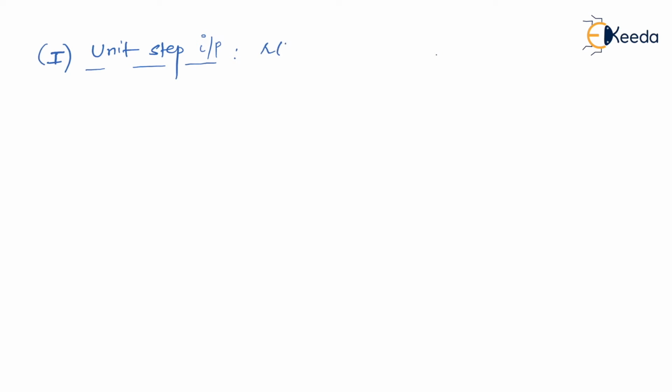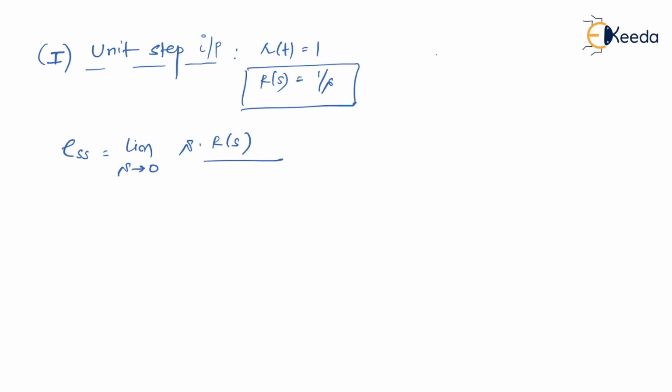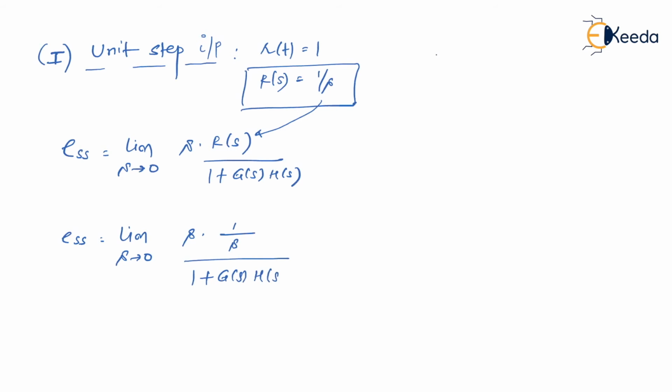We know that for a unit step input, r(t) is always 1 for t greater than 0, and R(s) is what? It is 1 by s. So we know that in general ESS is the limit as s tends to 0 of s into R(s) upon 1 plus G(s) into H(s). Here, since R(s) equals 1 by s, let us substitute. So ESS becomes the limit as s tends to 0 of s into 1 by s, whole divided by 1 plus G(s)H(s).